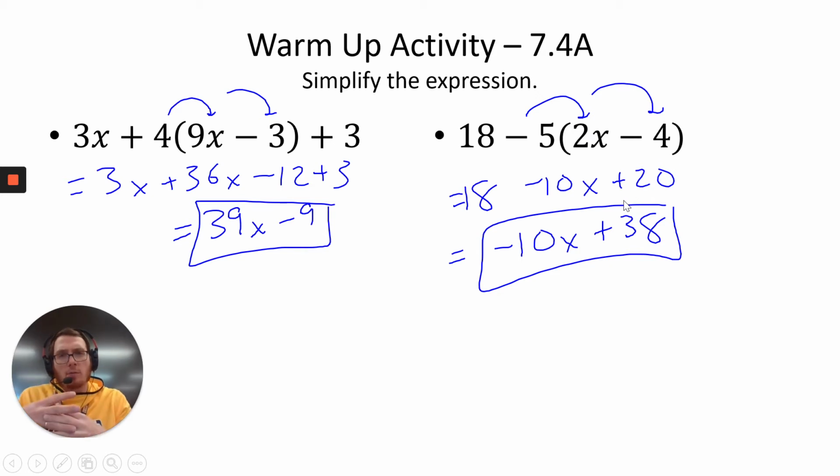When I combine like terms, I can only combine the constants together. So I leave negative 10x as is. And then 18 plus the 20 would be 38. I could have switched the order of that, made it 38 minus 10x. So that's another way that you could look at that situation in order to get your answer.